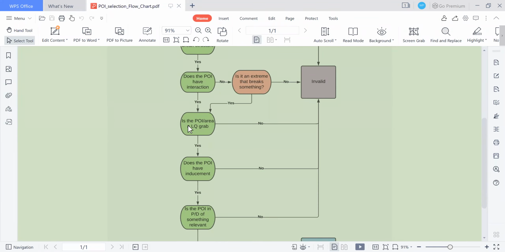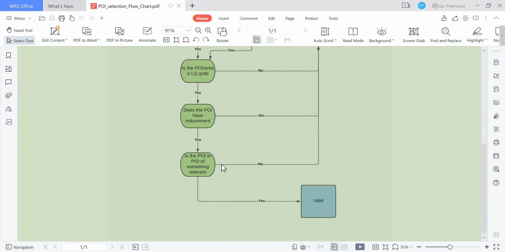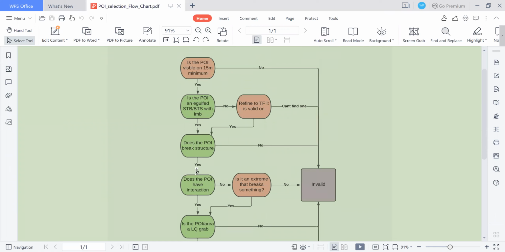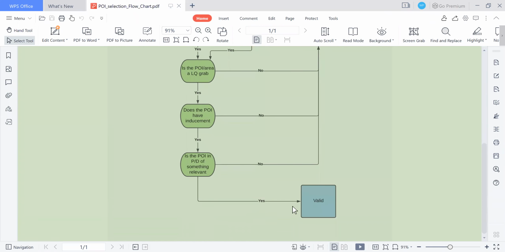You understand? Then the next one is whether the POI is in premium or discount, premium or discount of something relevant. I will explain what premium and discount is. Now, if no, then it's invalid. If yes, then it's valid. If all these are yes, then this POI is very valid.